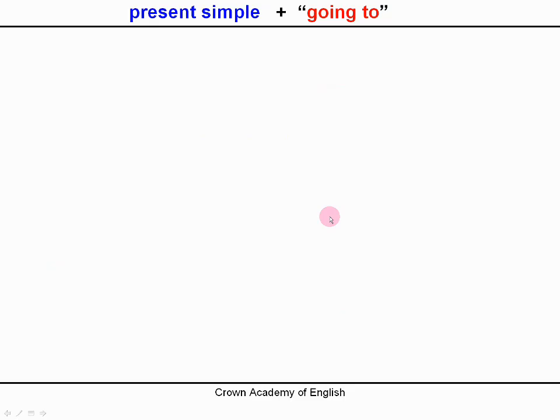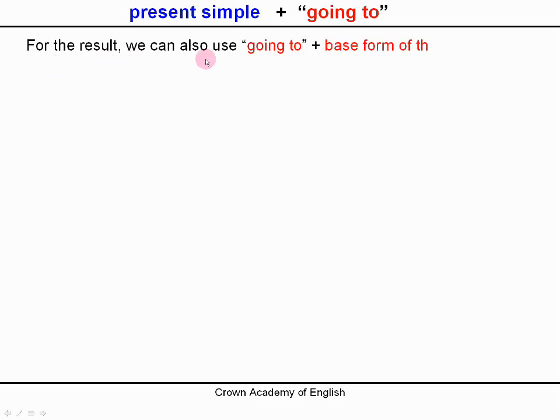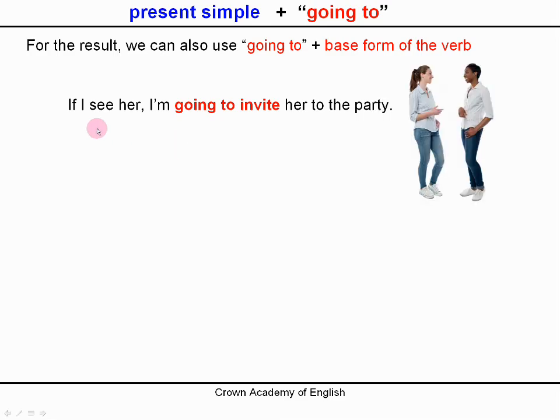This is less common, but it still exists. We can also use the present simple for the condition and going to for the result. So for the result, we can also use going to followed by the base form of the verb. Let me give you some examples. If I see her, I'm going to invite her to the party. If I see her, I'm going to invite her to the party.